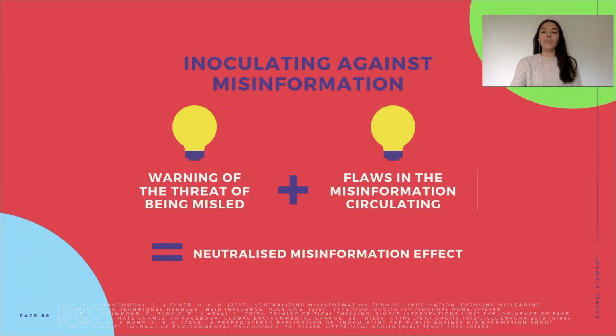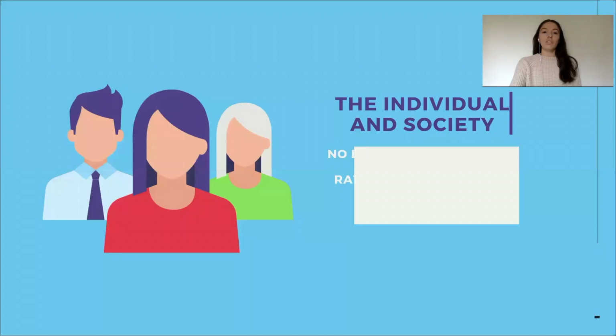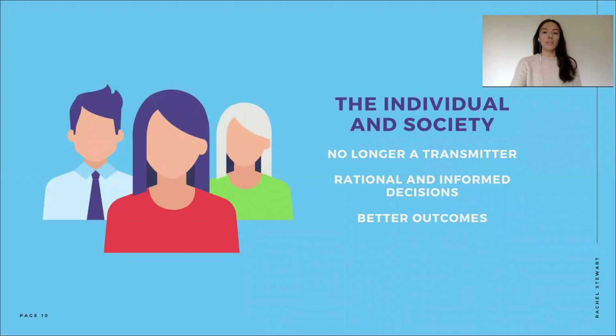These inoculating elements include warning people of the threat of being misled and the flaws in the misinformation that's circulating. Early studies taking this inoculation approach have been able to neutralize the effect of misinformation exposure, much like a vaccine preventing future infection. Just imagine, if people can be vaccinated against misinformation in settings like schools and community groups, we have the potential to improve the overall quality of information both online and offline, as people would no longer be a vehicle for transmission of misinformation and better able to make rational and informed decisions, leading to better outcomes for themselves, their families, communities, and society as a whole.